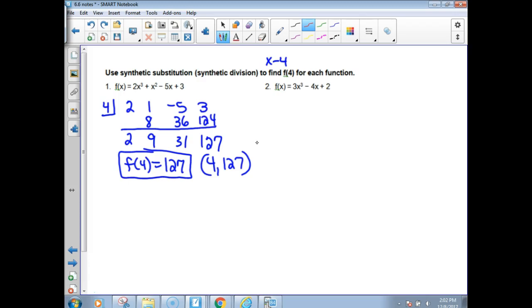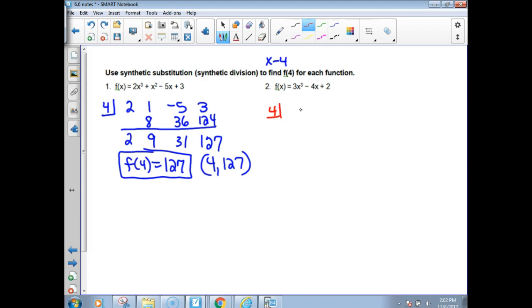You could be asked. I want you to realize that that's a point because it's kind of important to all the notation that we've been doing all along, not just this section. So, I want you to know what this means, that this is an x value. The 4 is an x, and this number is a y value. And that's why it's a point on the graph, okay?